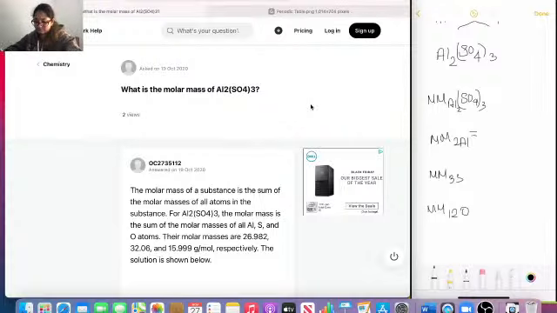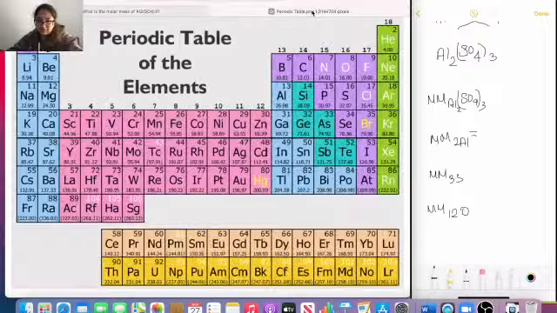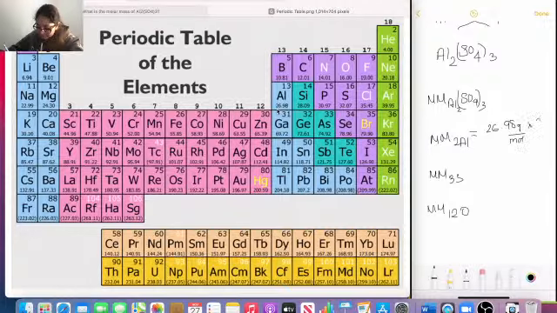Okay, so to find the molar mass of aluminum, it's given in your periodic table over here. 1 mole of aluminum has a molar mass of 26.98. Since we have 2, we have to multiply this by 2, so 26.98 times 2, we have 53.96.